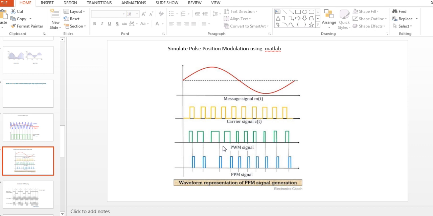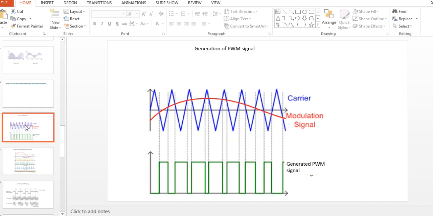So PWM is produced by comparing the message with the sawtooth as shown in this slide. When the message is greater than the sawtooth, the output is high, else it is low. So you are going to use this fundamental in the PPM as well. Let's go to the Matlab code part.